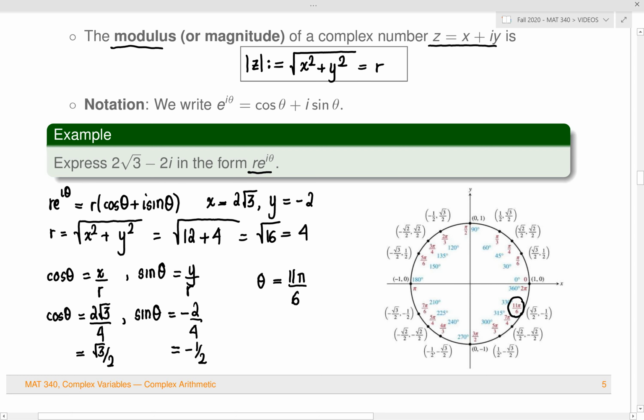So what that means is our complex number, which is 2 radical 3 minus 2i, can be written or represented as 4 e to the 11 pi over 6 i. So that's how we would go from Cartesian representation to polar representation. The other direction is slightly less challenging than this direction here, and I'll let you do that on your own for homework.